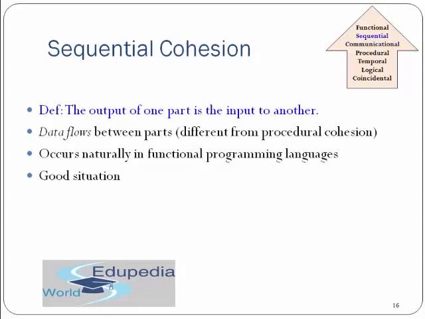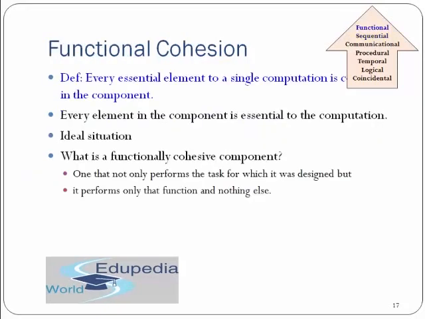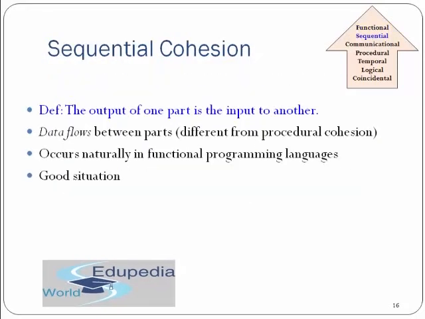Then we have sequential cohesion. The definition says that the output of one part is the input of another. Whenever there is a sequence of things such that the output of one part forms the input of another, it's called sequential cohesion. The data flows between parts, which is different from procedural cohesion. It occurs naturally in functional programming languages, and it's a good situation to keep sequential cohesion. So that was about sequential cohesion.